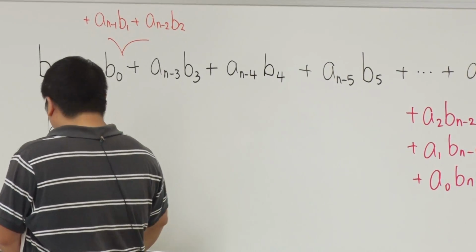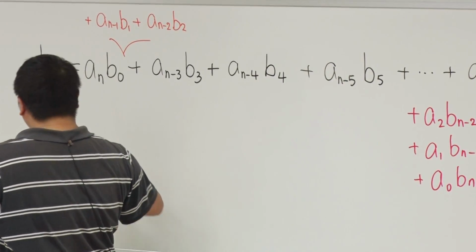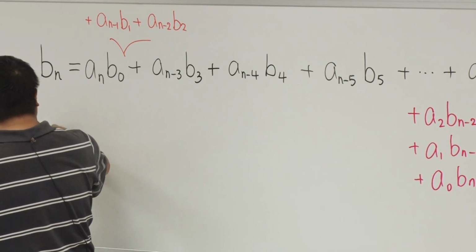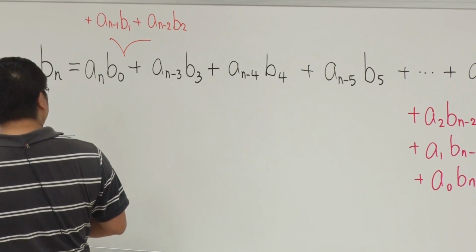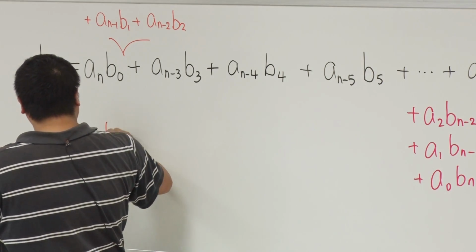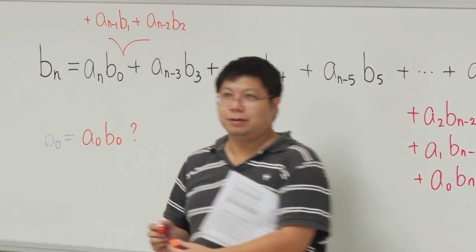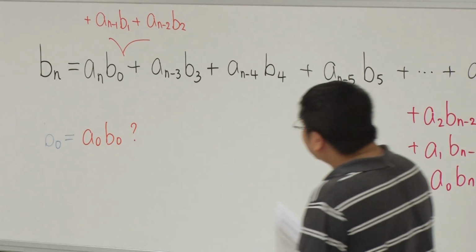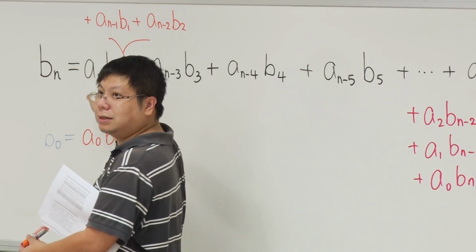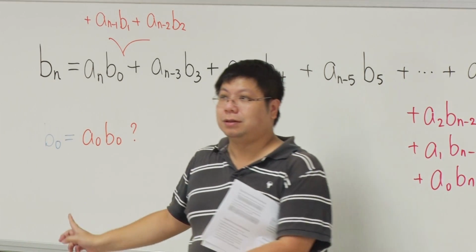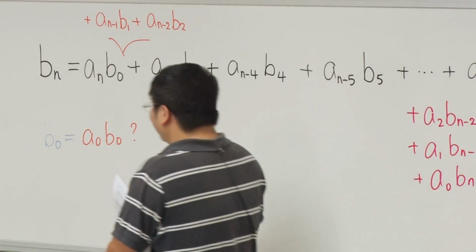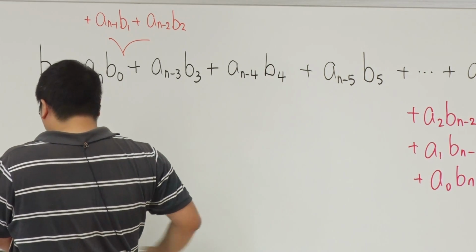Okay, let's check. Is it true? Let's be ambitious. Is it true that b0 is equal to a0 b0? When n is equal to 0, then we will have b0 equal to a0 b0, right? Is it true? No. b0 is 1, and 1 is not equal to 0. Okay, forget it. How about b1?